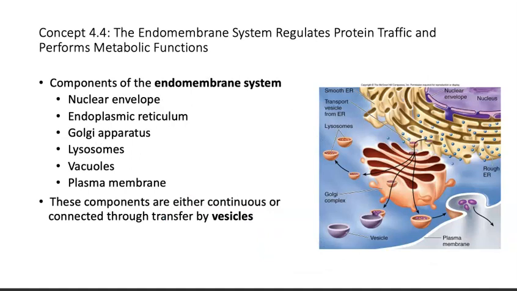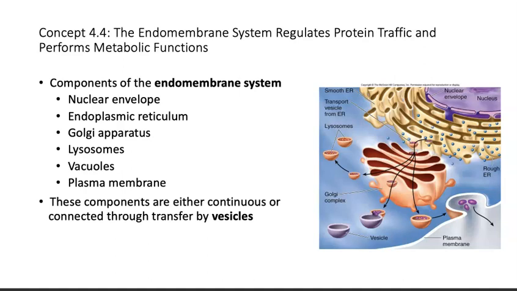So the next thing that we're going to talk about is the endomembrane system. This is a pretty complicated system inside the cells of interconnected organelles, different organelles all acting together to have your cells function as they need to function. There are several components of the endomembrane system.